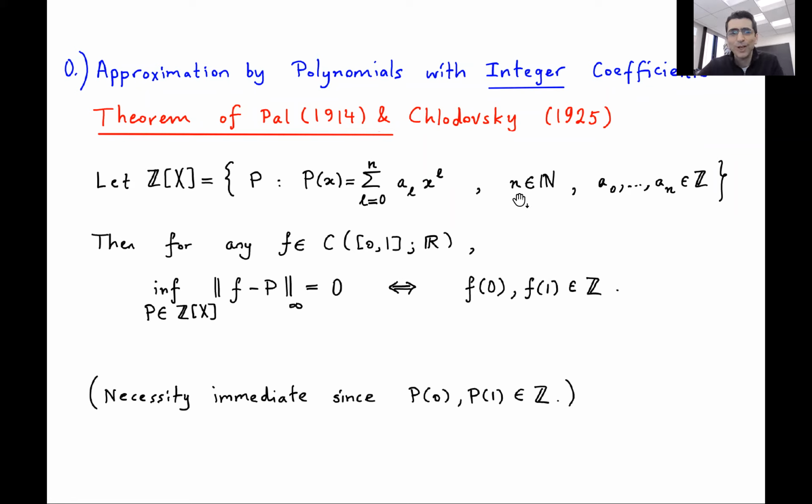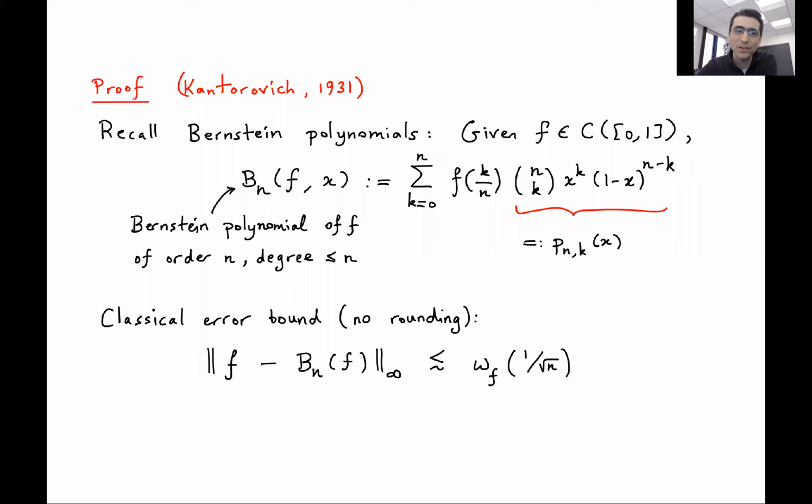So this is kind of surprising, and the proofs given by Pál and Kloodowski were not straightforward at all. However, there was a proof given by Kantorovich later on in 1931 based on Bernstein polynomials. And it's quite natural, and I will go through the proof of this because the ideas in this proof form the basis of almost everything else that I will talk about.